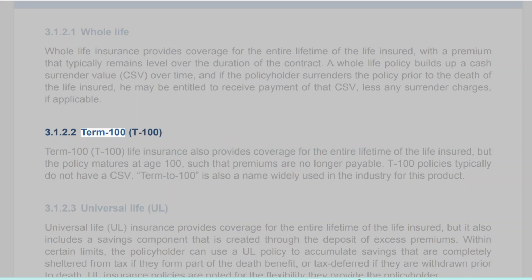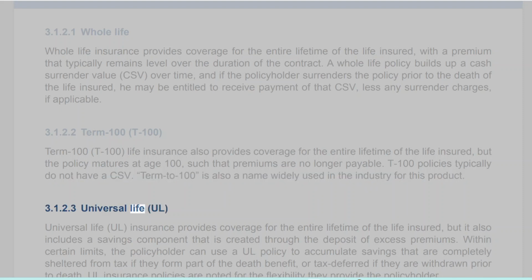3.1.2.2 Term 100, T100. Term 100, T100, life insurance also provides coverage for the entire lifetime of the life insured, but the policy matures at age 100, such that premiums are no longer payable. T100 policies typically do not have a CSV. Term 100 is also a name widely used in the industry for this product.